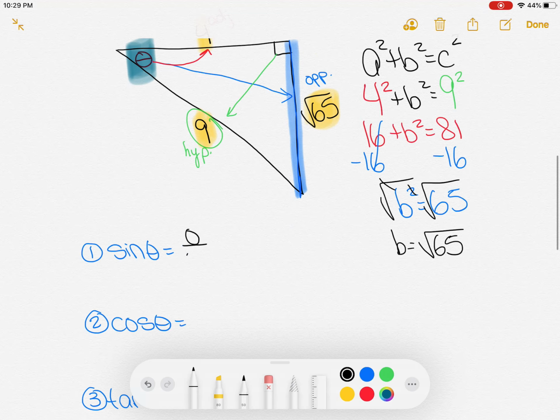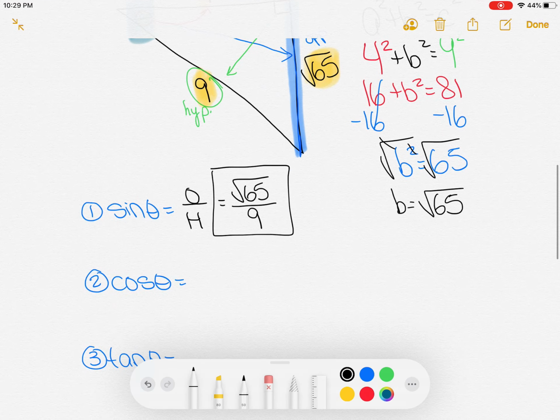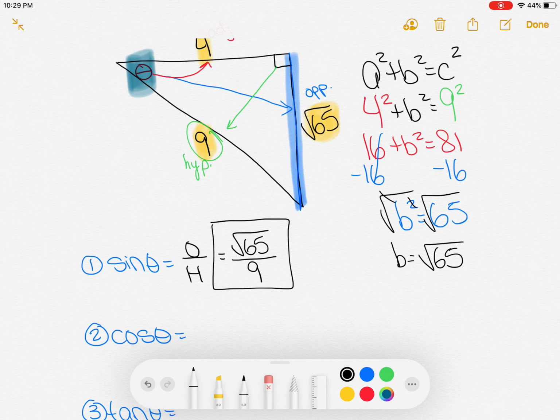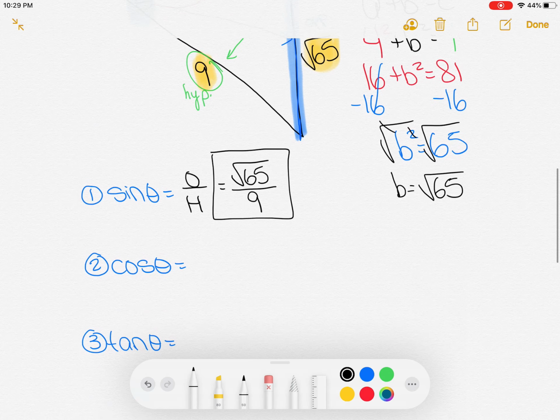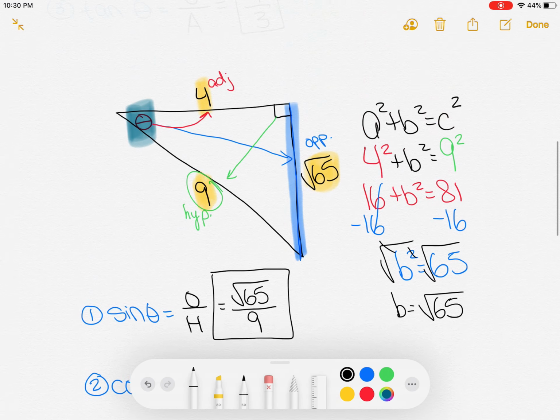Okay, so now I have my three sides to work with, and I can do SOHCAHTOA to find the answers down here. So sine is opposite over hypotenuse. The opposite side is the square root of 65. Again, I know it's ugly, but it could happen. And the hypotenuse is 9. So that's my answer. Square root of 65 over 9. It's as simplified as it's going to get.